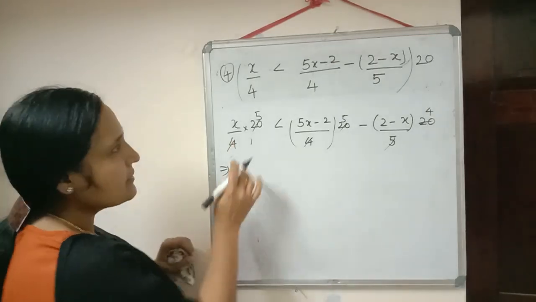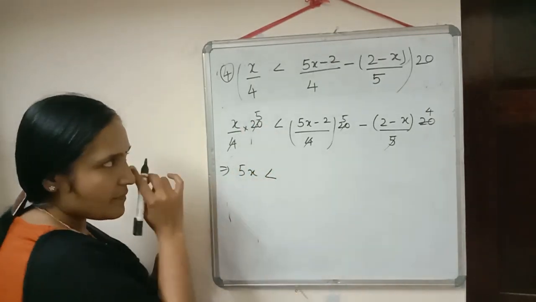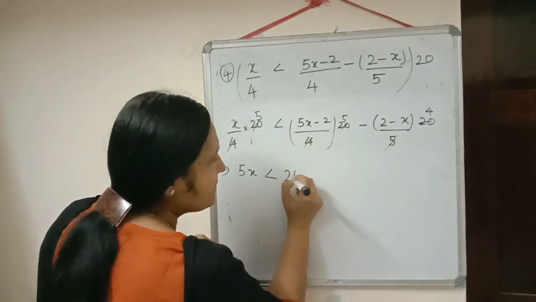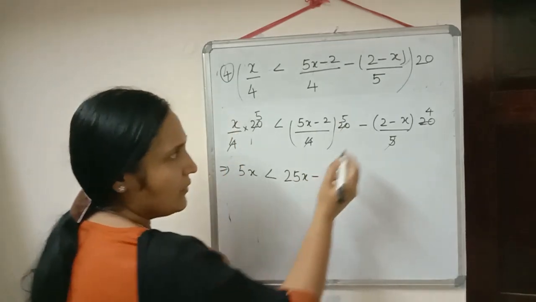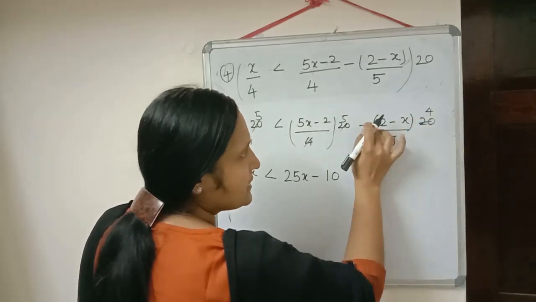Now check what is remaining here. 5 into x, 5x less than. Here 5 is there, so 5 we can multiply here: 5 5s are 25x minus 5 2s are 10. Now here 4 is remaining and a minus sign is there, so just consider this 4 here.